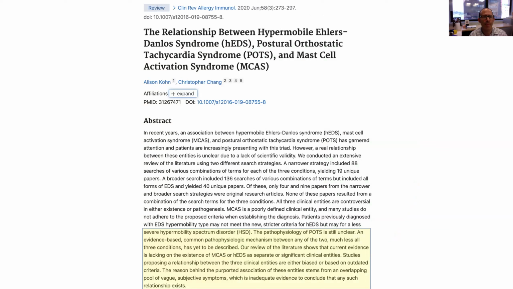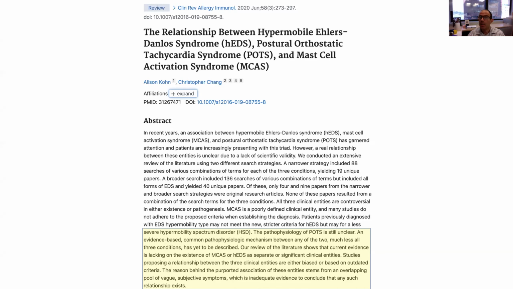This is just a review from some colleagues that simply pointed out that we don't know the pathophysiology of POTS, and an evidence-based common pathophysiologic mechanism between even two of these, either EDS, POTS, or mast cell activation syndrome, hasn't really been shown. And we don't have a well-validated study that actually shows there's a relationship between all three that is not due to referral biases and ascertainment biases and misdiagnoses. So it's not to say it's not there. It's just that right now we do not have very decent evidence.